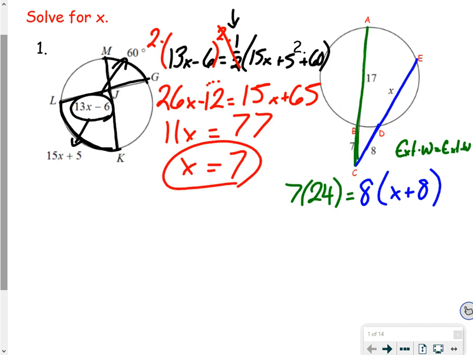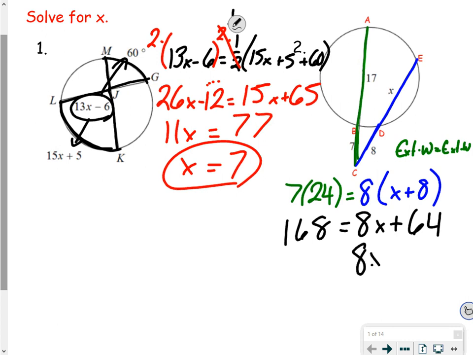All right, now pretty simple from here. So we can distribute the 8, multiply 7 times 24, we get 168. If we distribute 8, we get 8x plus 64. Now get our constants on one side, variables on the other. We get 104 equals 8x. Divide by 8, we get x equals 13.